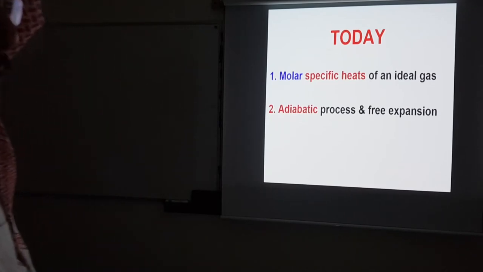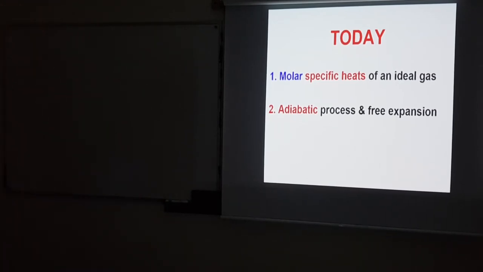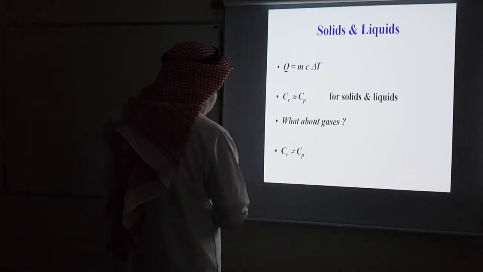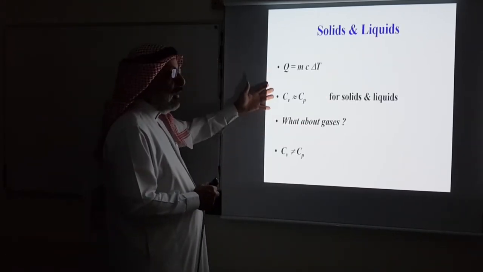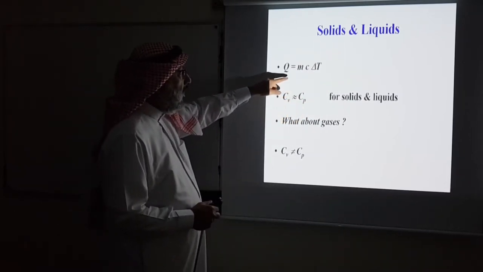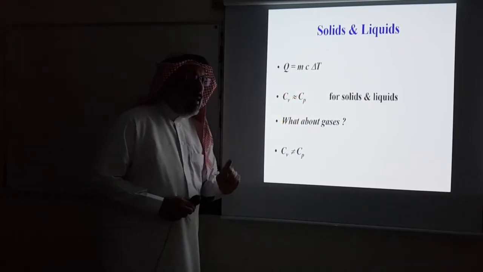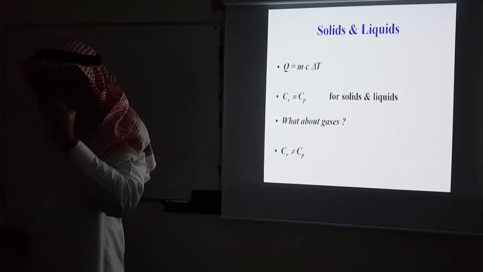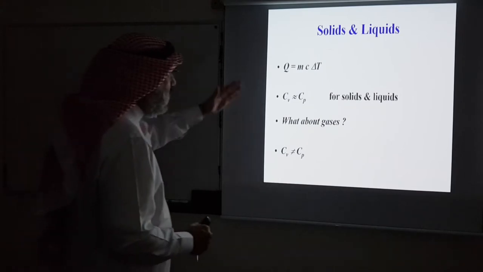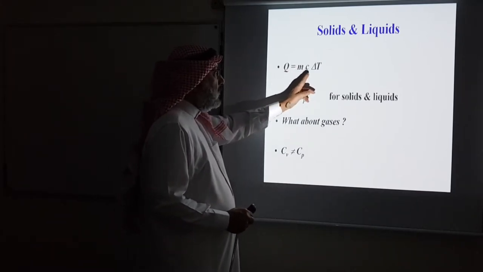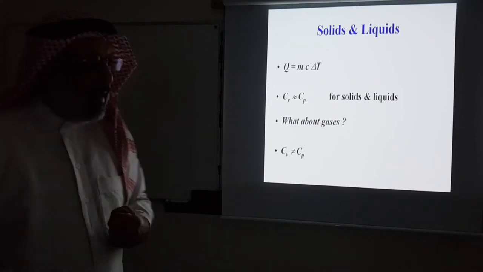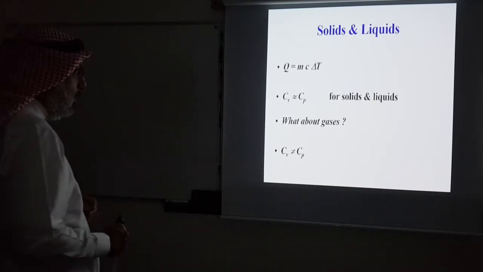So let's talk about the first topic, which is the molar specific heats of an ideal gas. Let's remember what we did in chapter 18 with regard to solids and liquids. We saw that if a process is accompanied by a change in temperature, then the amount of heat in that process is equal to mc delta t, the mass of the object, specific heat of the material from which the object is made, times the change in temperature.